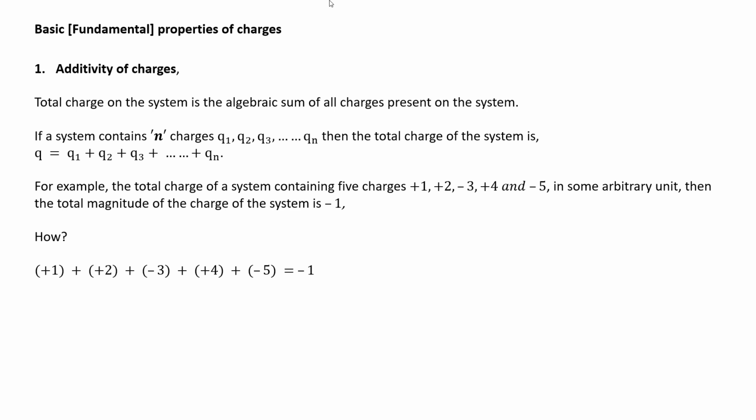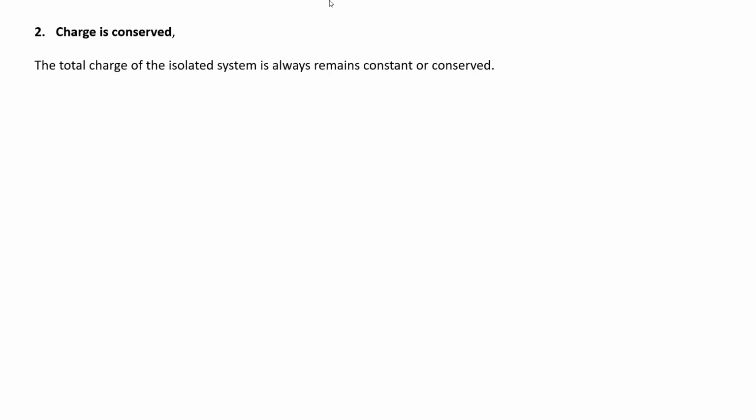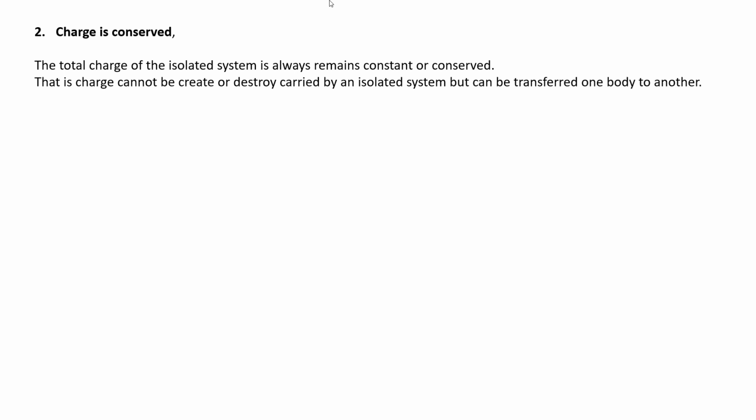Next, the second property, and that is charge is conserved. So the meaning is charge cannot be created nor destroyed in an isolated system. Yes, we can transfer the charge from one body to another body. That can be done, but charge cannot be created nor destroyed. The total charge of an isolated system always remains constant, or conserved. That is, charge can be transferred from one body to another.